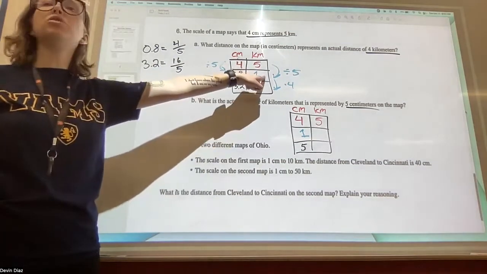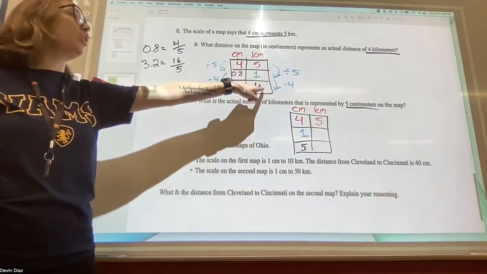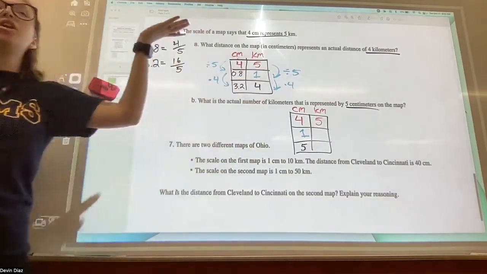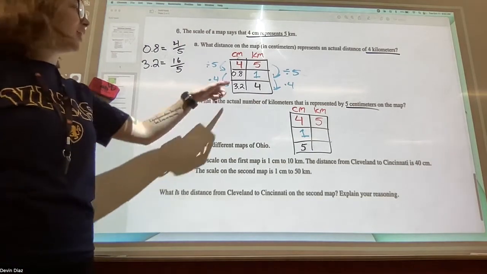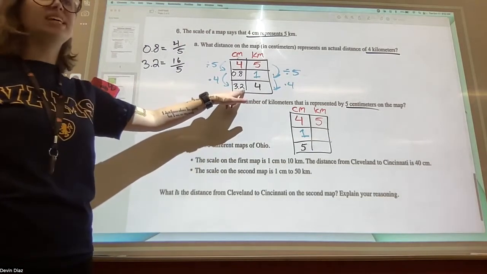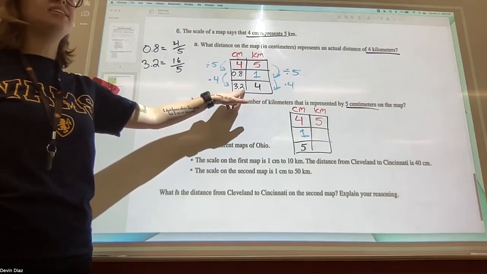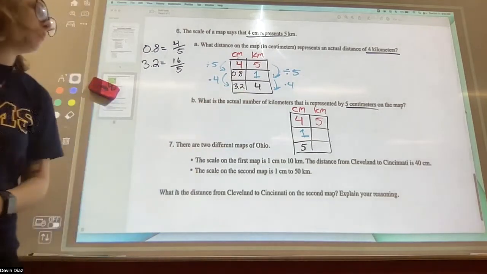Does that match with this row 2? Does that match with this row 3? Yeah. So we know that that makes sense. That answer logically makes sense. If I was getting a different answer, like 4.7 here, do you think that would make sense? We need to think what's going to be bigger or smaller.